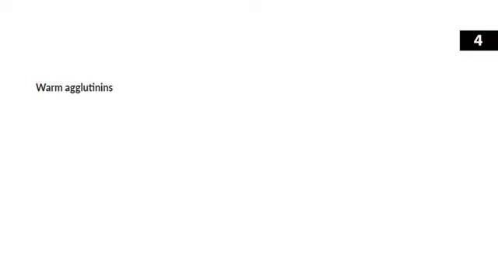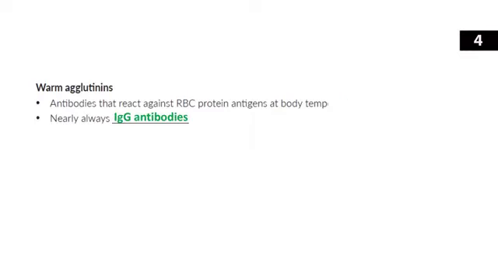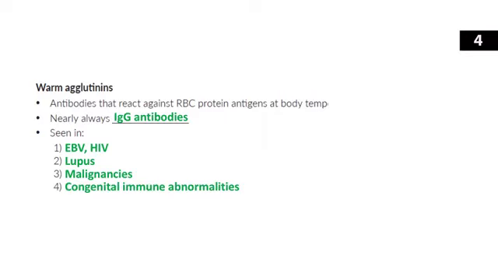Warm agglutinins are slightly different. It's also autoimmune, but it's a different antibody. These are antibodies that react against red cell antigens at body temperature. So this can happen spontaneously without needing a cold environment. The second bullet says these are nearly always IgG, and these are seen in four main things. Viruses, such as Epstein-Barr virus and also HIV can do this. So again, EBV can cause either warm or cold agglutinins, just like CLL. Lupus is the second one. The third one is malignancies. So again, CLL, but also non-Hodgkin lymphoma can sometimes cause warm agglutinins. And then the fourth one is congenital immune abnormalities.